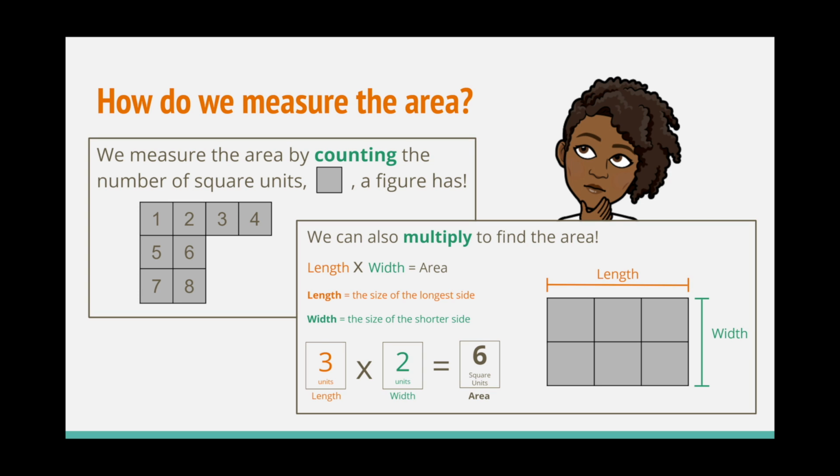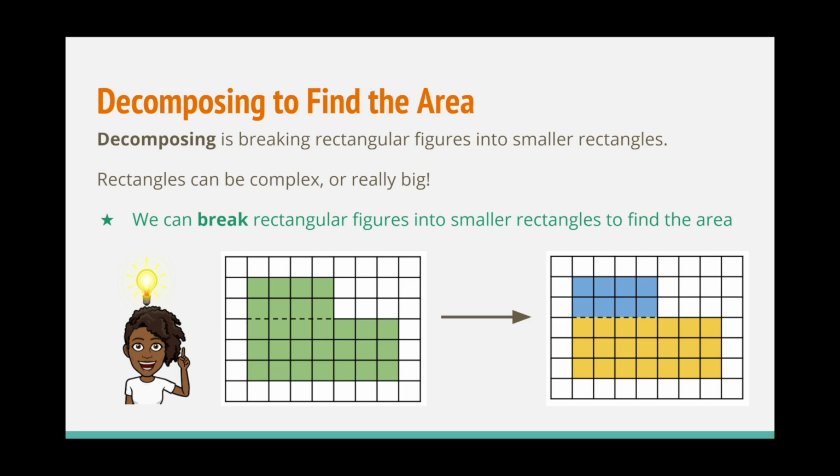We can also find the area by multiplying. We can multiply the length, the size of the longest side, by the width, which is the size of the shorter side. We're going to be learning something new today. We're going to be decomposing, say that with me, decomposing to find the area.